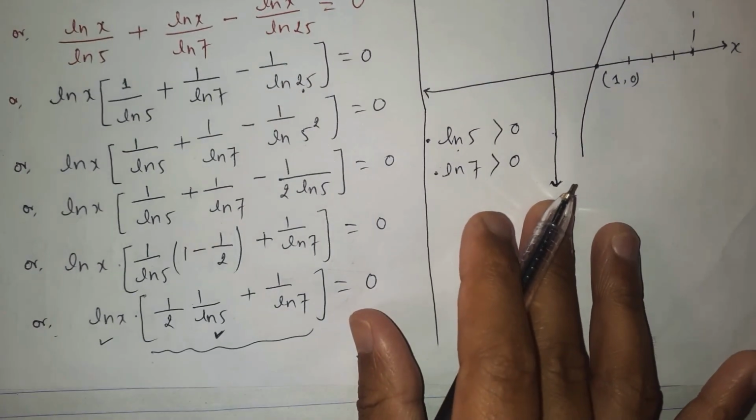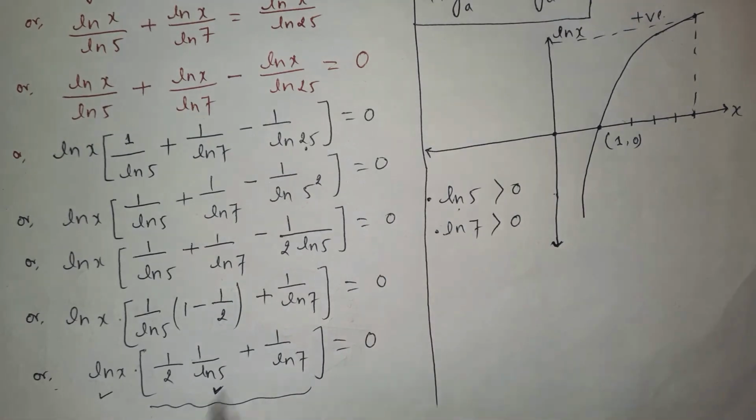And here inside this bracket, ln of 5 and ln of 7 both are positive, so only positive numbers are present inside the bracket.